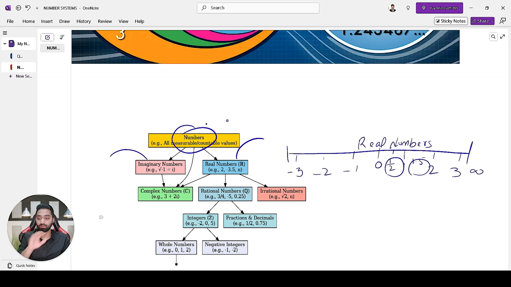For the imaginary numbers, you cannot put them on a number line. So what are these? For example, root of -1 is considered to be imaginary. Also, there is a combination of imaginary numbers and real numbers. Let me write it down here. We have an example, 3 plus 2i.